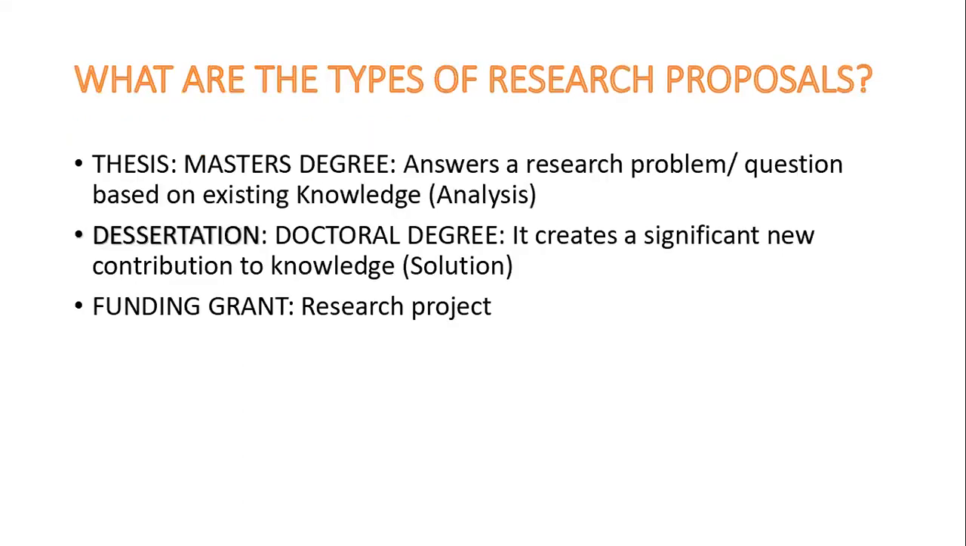So we have numerous types of research proposals. Some of them are a thesis, which is what you do when you're doing a master's degree. This one answers a research problem or question based on existing knowledge. So either bachelor's or master's, when you come up with this research proposal called a thesis, you're only answering a research problem based on existing knowledge. Then the dissertation or doctorate degree, this one creates a significant new contribution to knowledge.